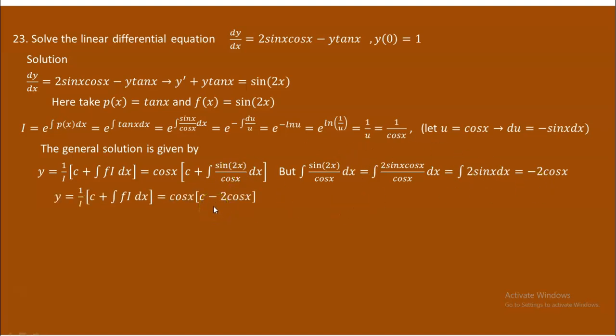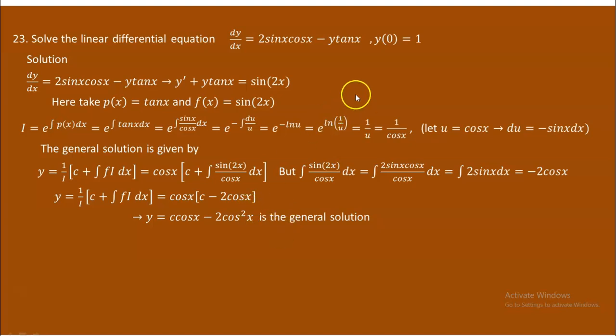Thus, y equals 1 over I into c plus integral of f I dx is now determined. It is obtained to be cos x into c minus, look, this result is already done, 2 cos x. So the general solution is now determined. It is obtained to be y equals c times cos x, you can multiply this with this, c cos x minus 2 times cos squared x, as you see. This is the general solution.